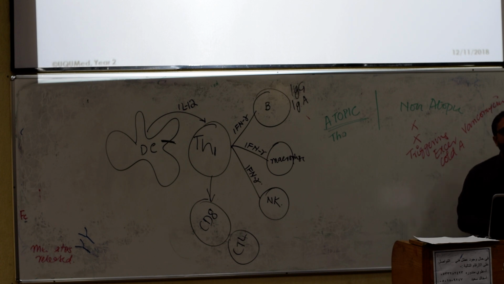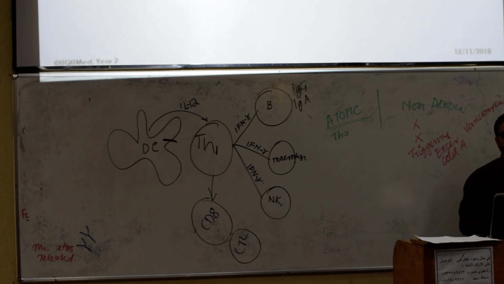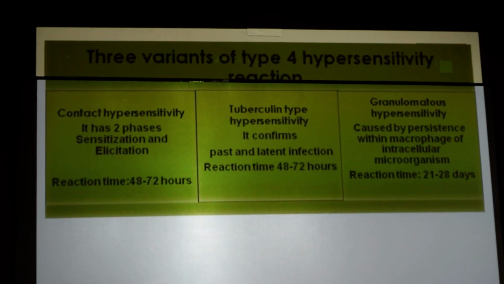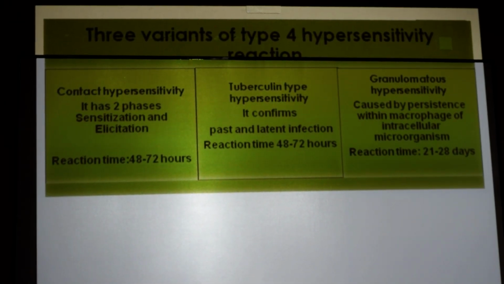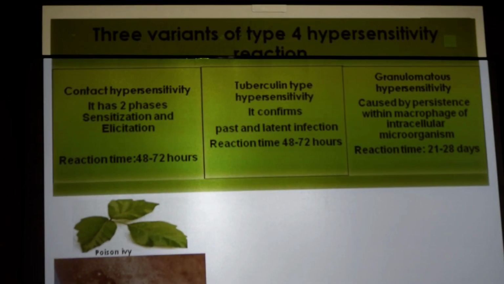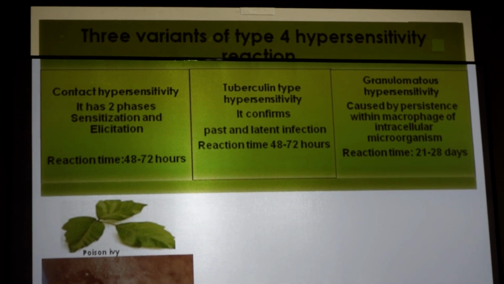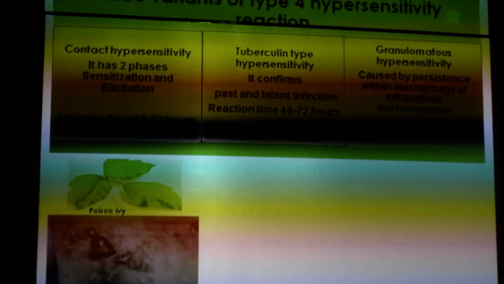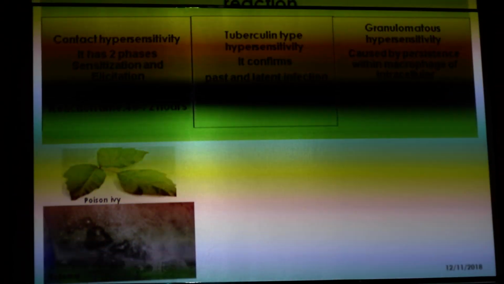Now there are three variants of type 4. One is called contact hypersensitivity, one is called tuberculin reaction, and one is called granuloma formation. We have seen two of them already, tuberculin and granuloma with respect to tuberculosis. Just one addition today, and that is called contact hypersensitivity. The time duration, if you look, is all after 48 hours. So it's a delayed response, whether it is contact hypersensitivity or tuberculin. But for granuloma formation, it is 21 to 28 days. So the time taken for granuloma formation is too much.